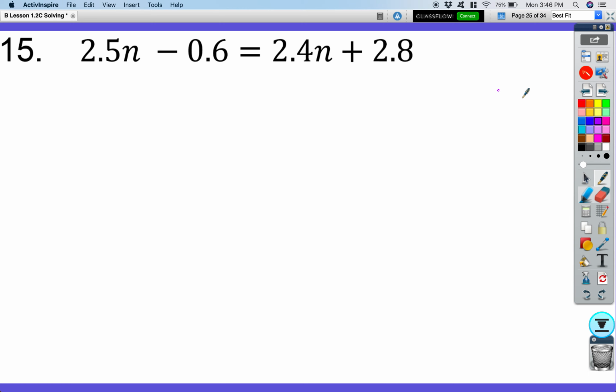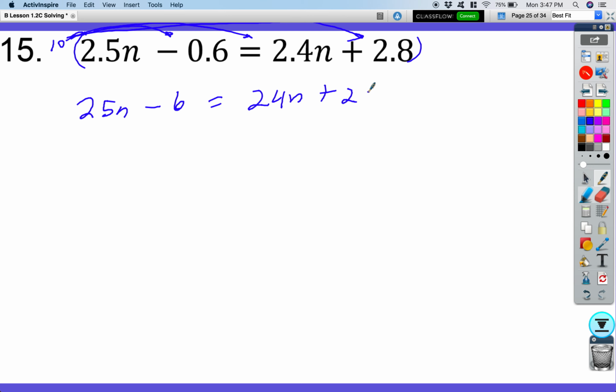All right, so now we got a decimal buster here. So what we're going to do is multiply each and every term by 10. Distribute that to each and every term. And this would give me 25n minus 6 is equal to 24n plus 28.